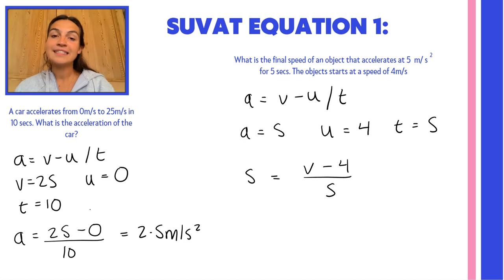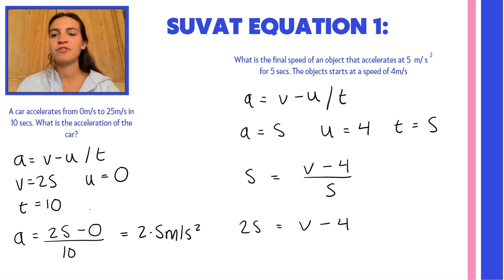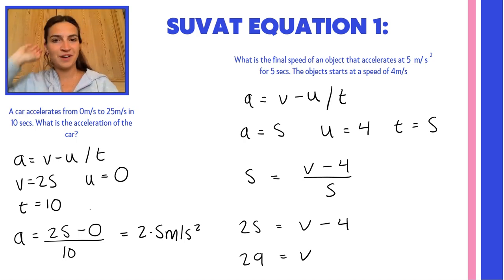And now I need to simplify this. The first thing to do is to get rid of that denominator and multiply both sides of my equation by 5. So I get 25 is equal to V minus 4. And you need to write all of these steps out in your exam. Then I can add my 4 to that 25 to give me V: 29 meters per second.